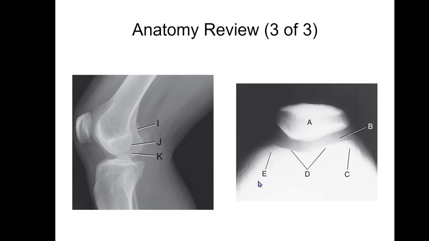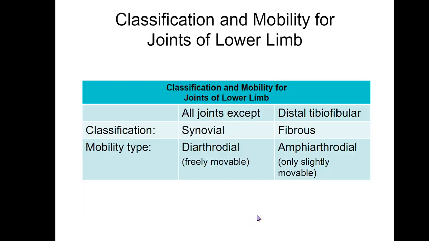Okay, finishing up, I just wanted to touch base real quickly on the classifications again of the lower limb. Remember, the knee joint is synovial and diarthroidal. The knee is considered a bicondylar joint, and the patellofemoral joint is considered a sellar or saddle joint.